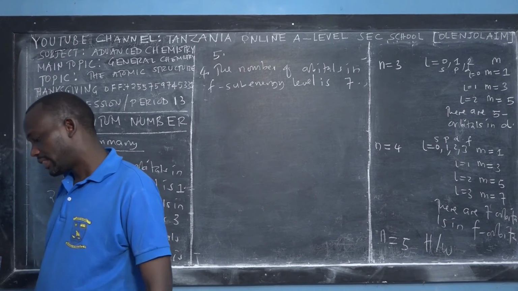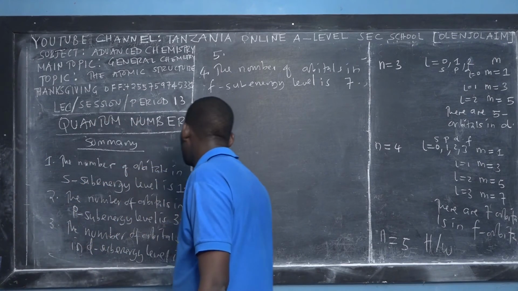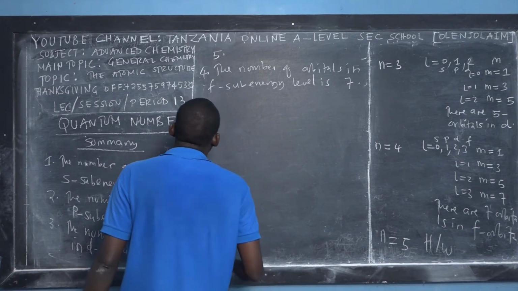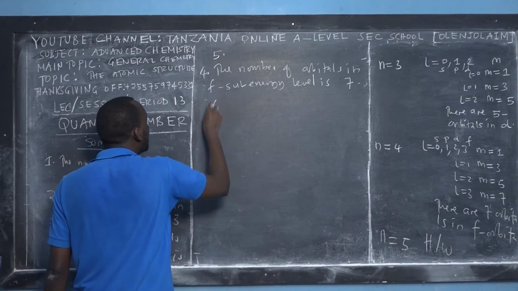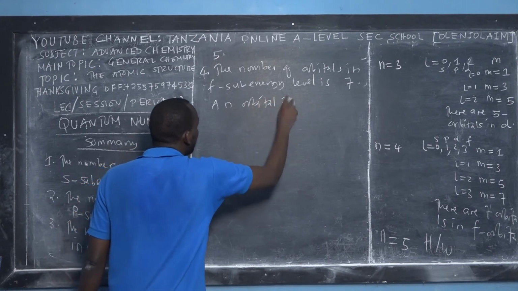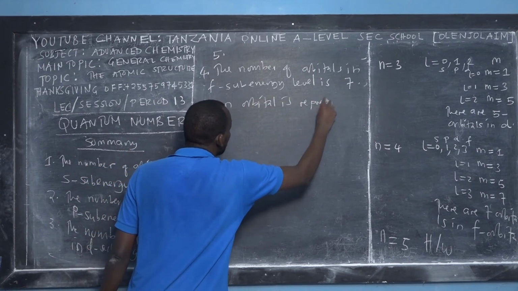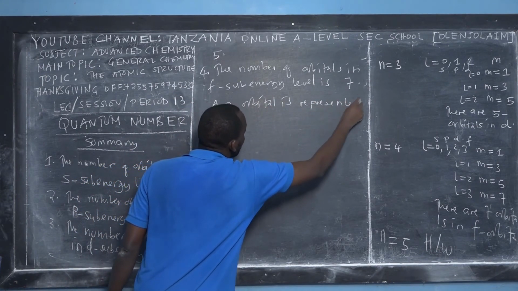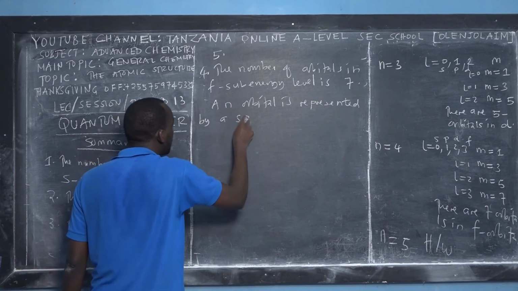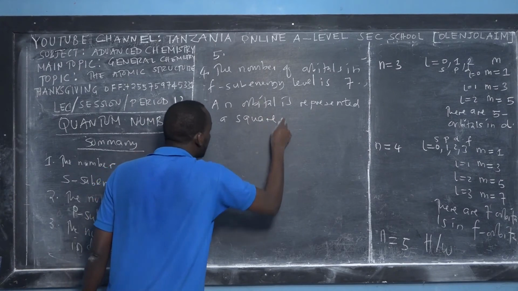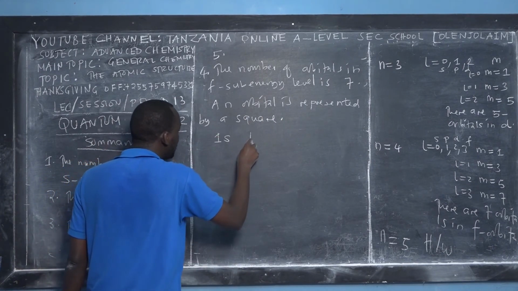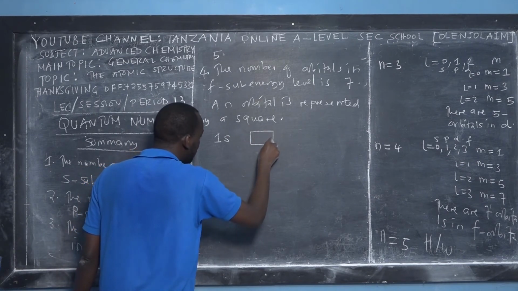Okay. So that is generally when we discuss about orbital. Right? So we say that an orbital is represented by what? Represented by a square. A square. So for example, when you say that we have one s orbital, it means that this is its representation.